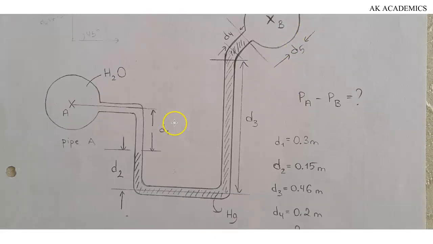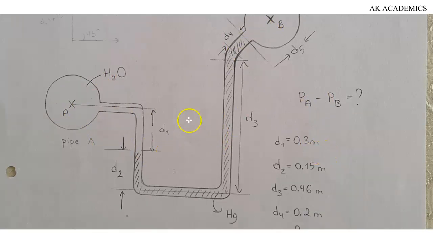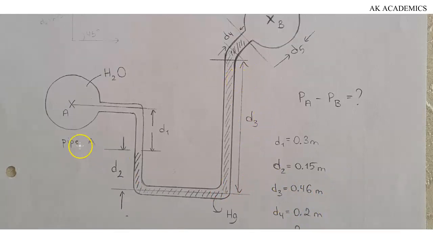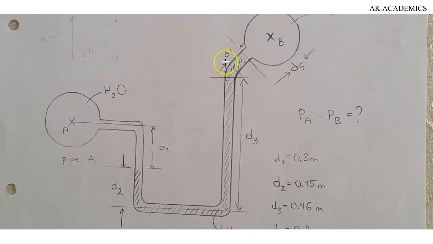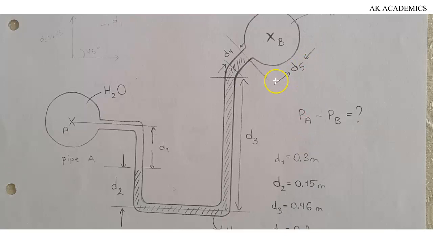All right. So how do we deal with situations like this? When you have a question like this and you are asked to find pressure difference PA minus PB, this is what you do. We've been given D1 to be 0.3 meters, D2 is given as 0.15, D3 is given as 0.46 meters, D4 is given as 0.2 meters, this is D4, and D5, we do not know what D5 is.